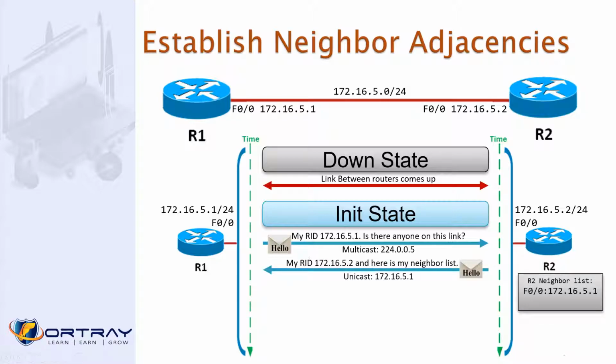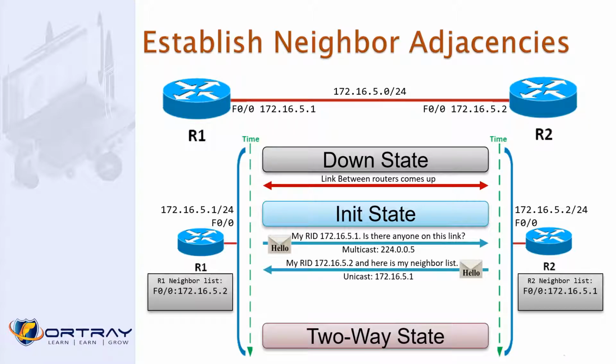Then my router ID is there, along with a neighbor list, unicast to 172.16.50.1. Then there is the two-way state, where my router ID and my neighbor ID are in the neighbor list, unicast. So they now move from multicast to unicast, because now they see each other at the interface level. In the down state the interfaces are coming up, and in the init state the two routers are introducing each other with a router ID.